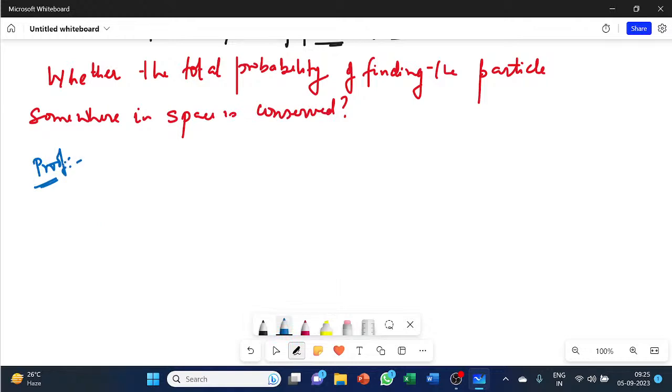So what do we want to see? We want to see the conservation of probability with respect to time. And what does it mean? If I'm saying that my probability of finding a particle in space remains conserved, that implies that with respect to time, if I take the derivative of the integral from minus infinity to plus infinity, this particular derivative must be equal to 0. This is what we want to prove.